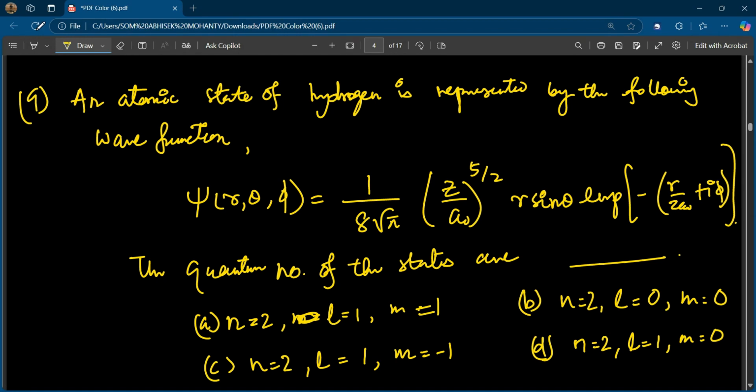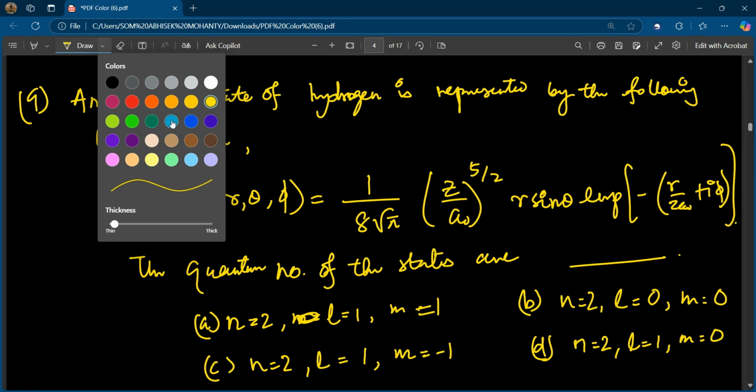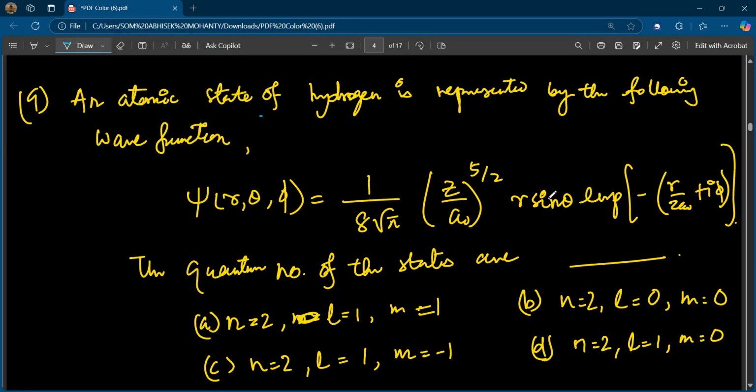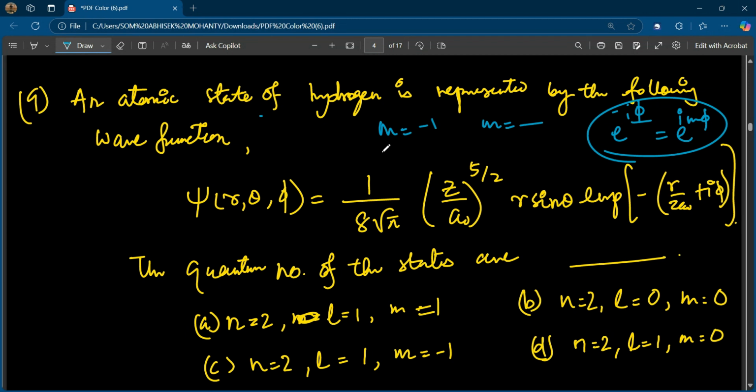Okay, so again, what is the situation here? First m, right? For m, we have to compare with e to the power i m phi. We have e to the power minus i phi here again. So minus i phi is equal to e to the power i m phi, correct? So from here we got m equal to minus 1. So this is option C.